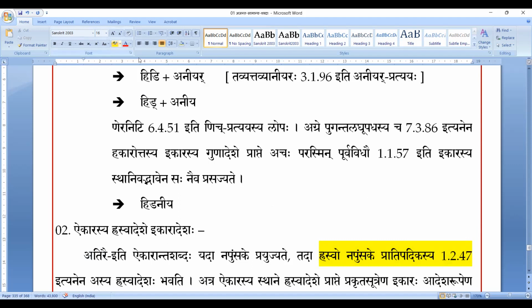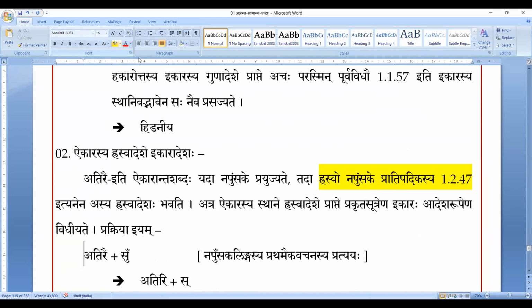Have you come across any Dirga Anta Napumsakalinga Shabda? No. All Dirga will become Rasva. So Atirai is a Napumsakalinga Shabda. What would be its form now? Atirai will become, Rasvadeshe Prapte, Atiri. So an Aikaranta Shabda becomes Ikaranta. So it will be Atiri only.